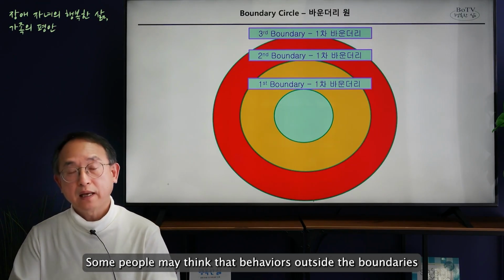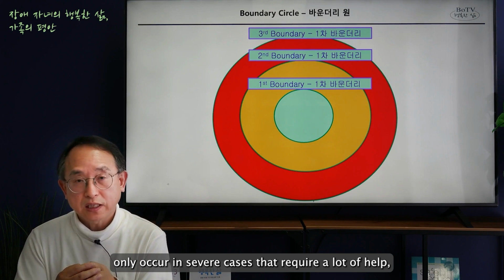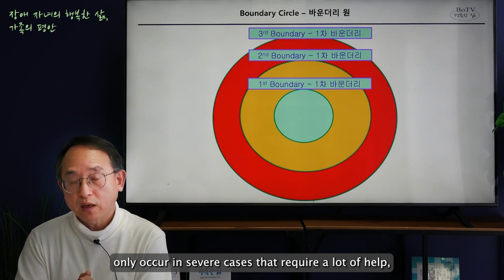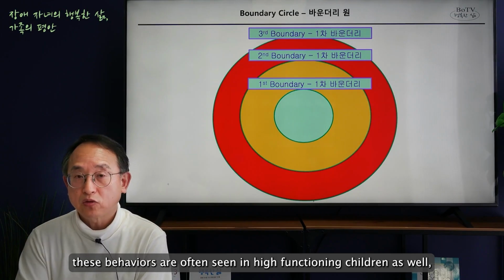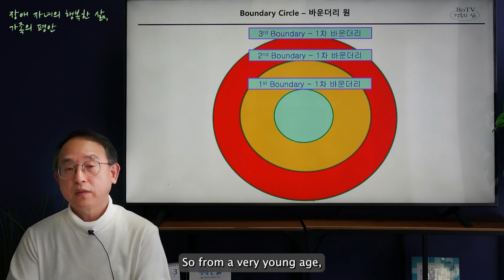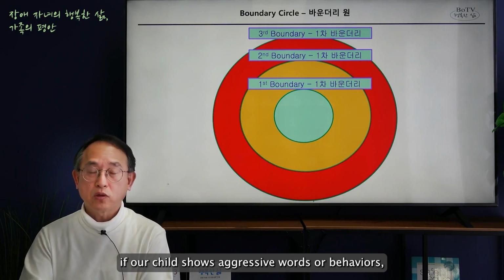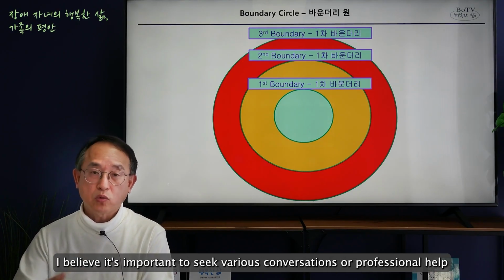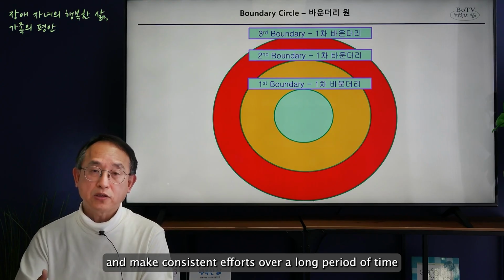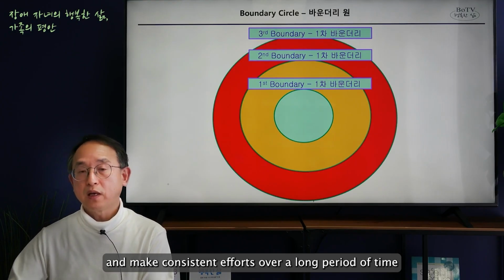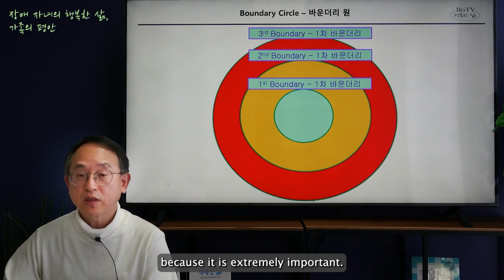Some people may think that behaviors outside the boundaries only occur in severe cases that require a lot of help. But in fact, these behaviors are often seen in high-functioning children as well, sometimes even more so. So, from a very young age, if our child shows aggressive words or behaviors, I believe it's important to seek various conversations or professional help and make consistent efforts over a long period of time to address those issues early on, because it is extremely important.